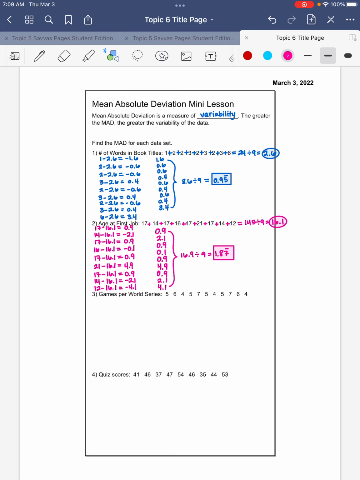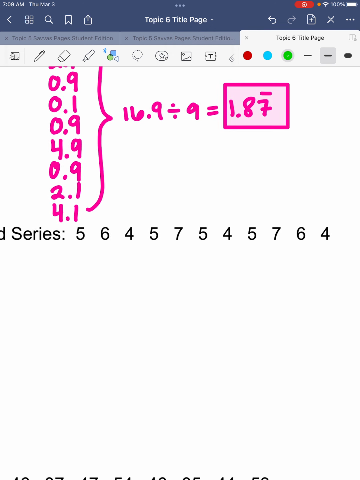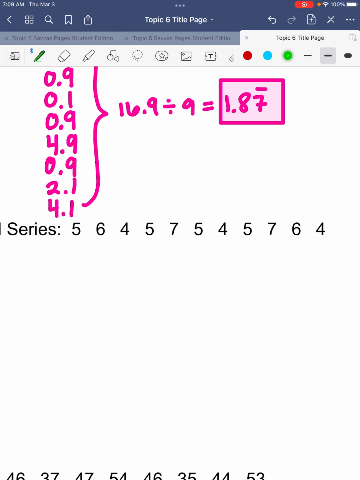Okay, let's look at the next one. We've got games per World Series. So we're going to add up all of these numbers. We have 5 plus 6 plus 4 plus 5 plus 7 plus 5 plus 4 plus 5 plus 7 plus 6 plus 4. So I'm going to use my calculator that I have over here to the side, so I'm not going back and forth again. And we get 58.